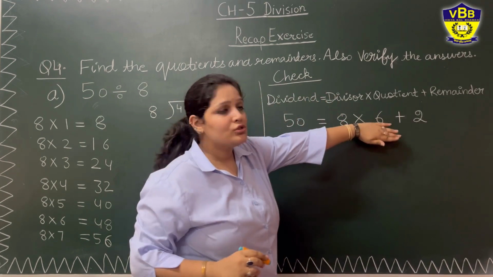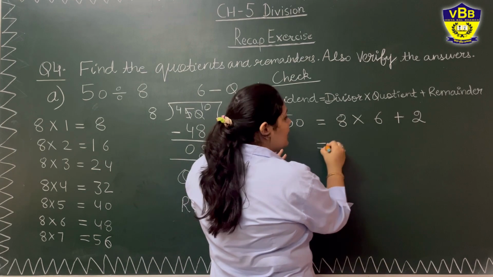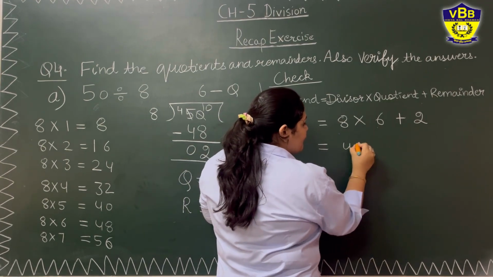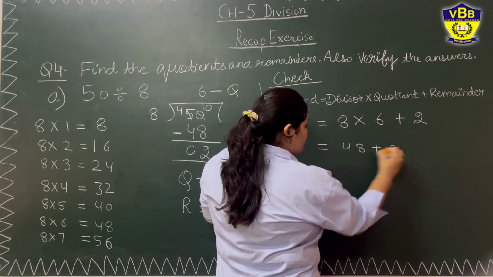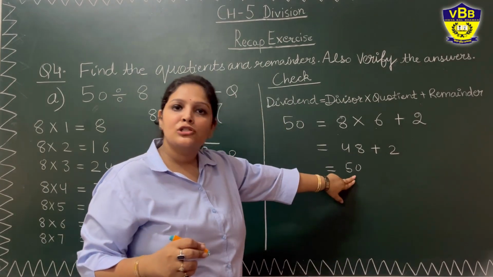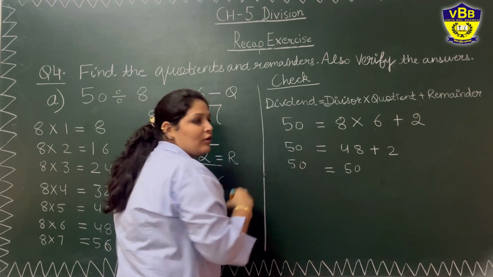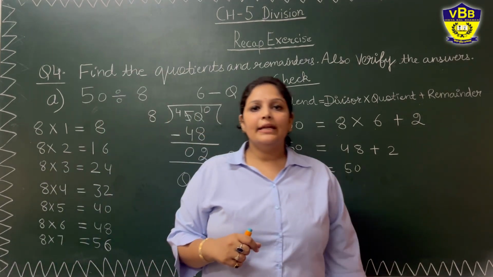So now we need to solve this part, as the dividend is already given. 8 multiplied by 6 is 48, plus 2. 48 plus 2 is 50. Now you can see it is equal to the dividend. So that means we have done it correctly. So the quotient is correct. Now let us do the B part.